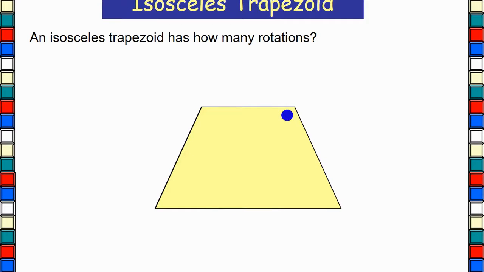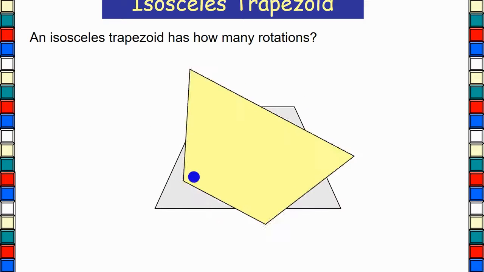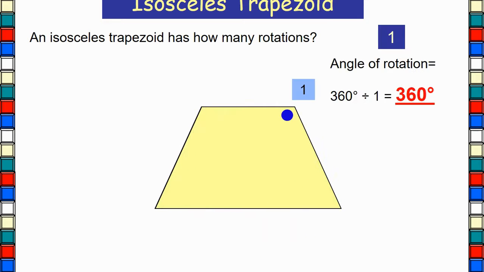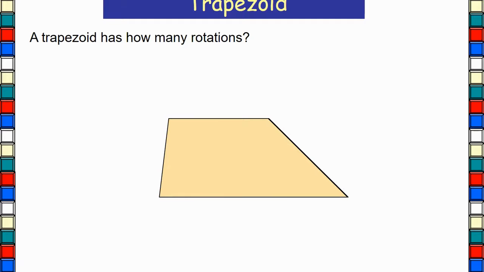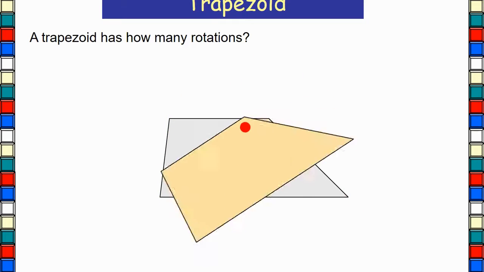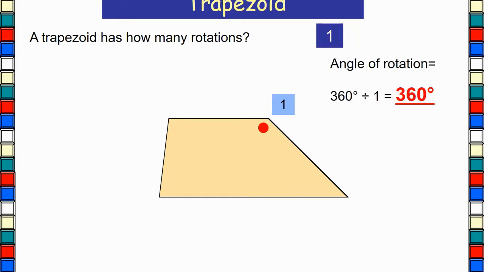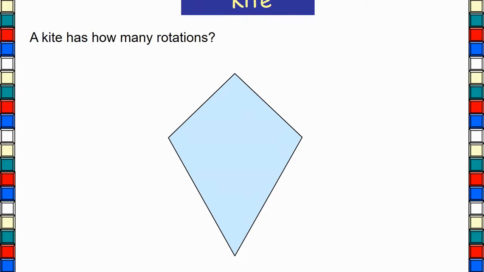An isosceles trapezoid. Okay. 1. Remember, for rotational symmetry, we need to have images that can land on itself. If you've got outlier parts, like this point that's sticking all the way out here, right? That will fit on except out there. And a kite.